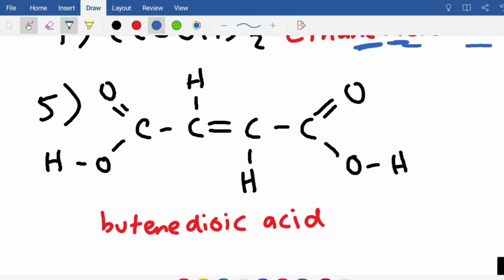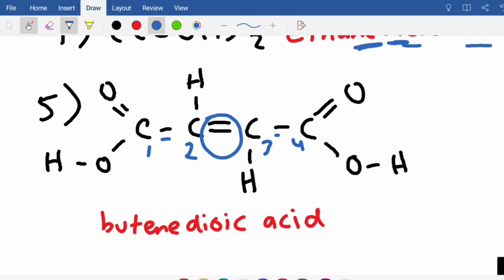So it doesn't really matter where we start because they're both the same on both sides. 1, 2, 3, 4. So that's the butene. It has the double bond here. We don't need to put a number because this double bond can't really go anywhere else. It can't go here, it can't go there. So yeah, it can't go anywhere else, right?